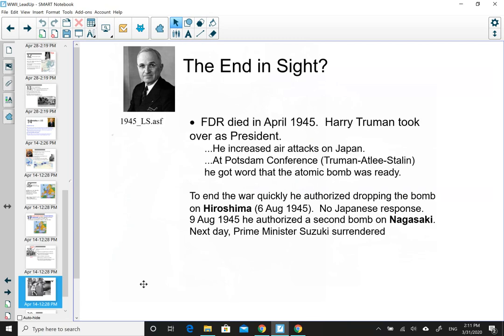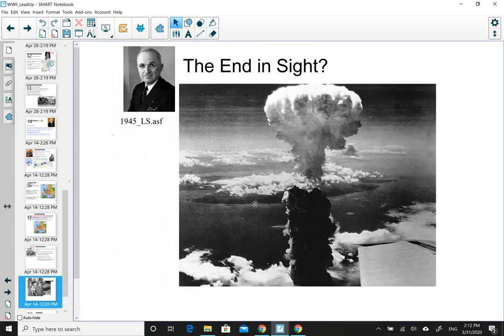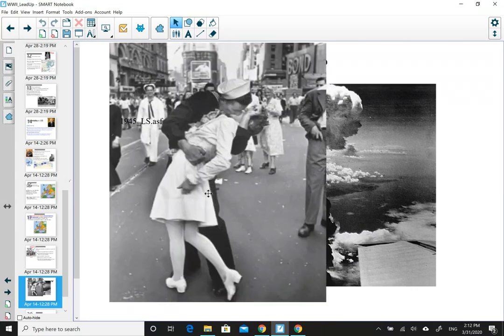The very next day, the Prime Minister of Japan, Suzuki, officially surrendered. Americans celebrate the end of fighting with Japan as VJ Day. By the way, this iconic picture of a sailor randomly seizing this woman on the street to kiss her actually belies the anger she felt when he did so without her permission.